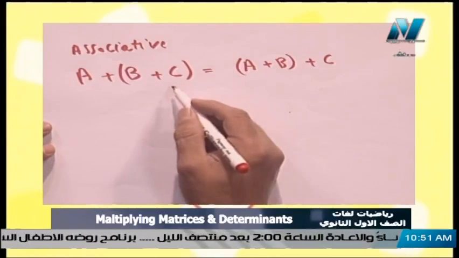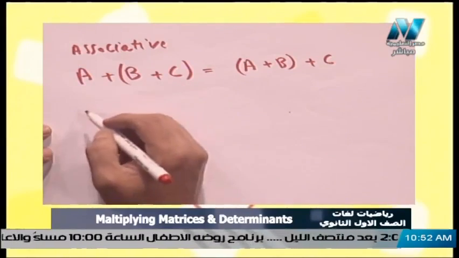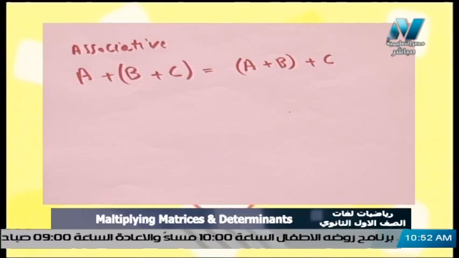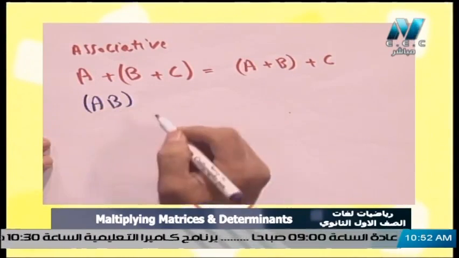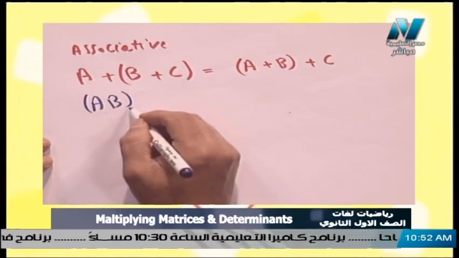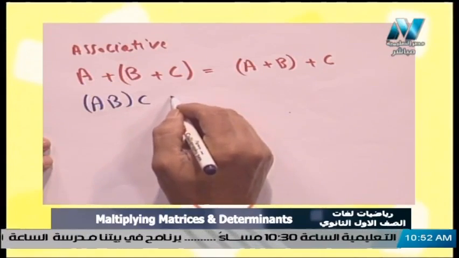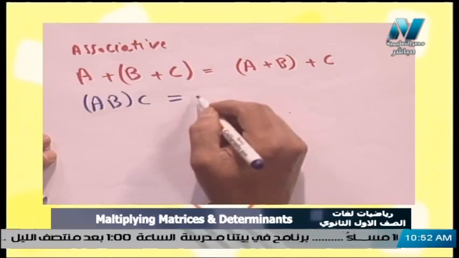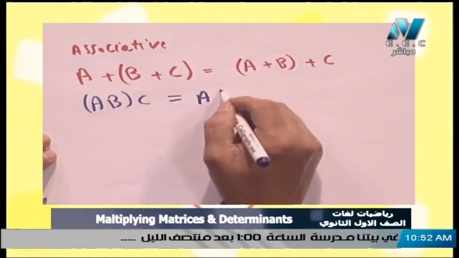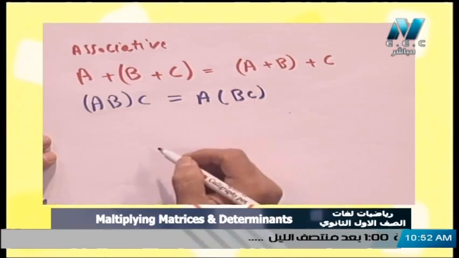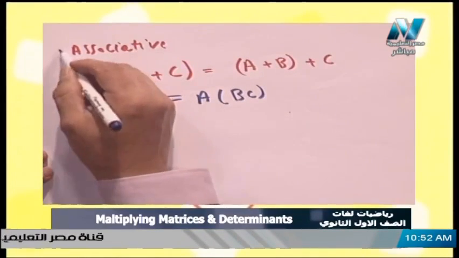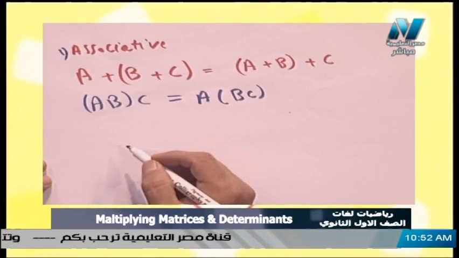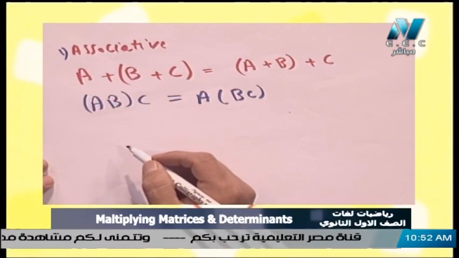But this is in addition. What about multiplication? In multiplication, we can multiply AB, and the answer will be multiplied by C, and it is equal to A multiplied by BC. Okay, this is associative. What about the multiplicative identity?